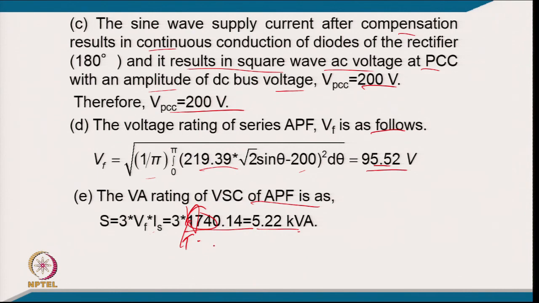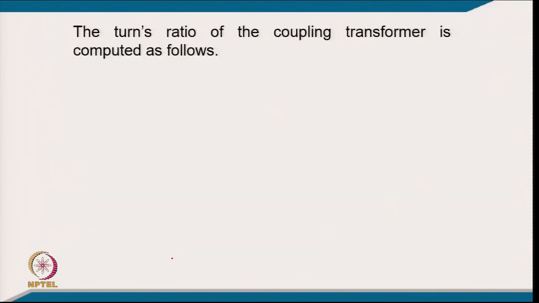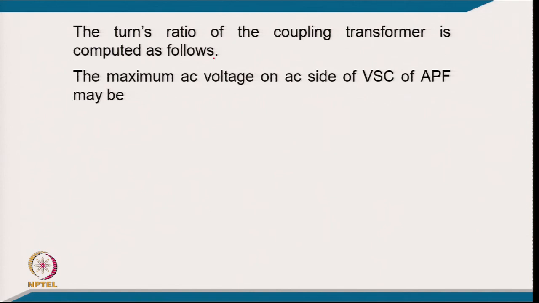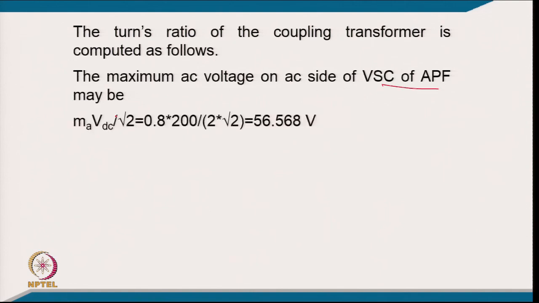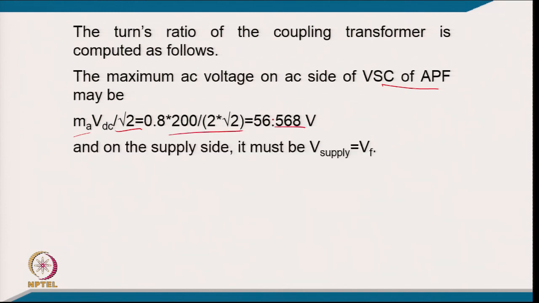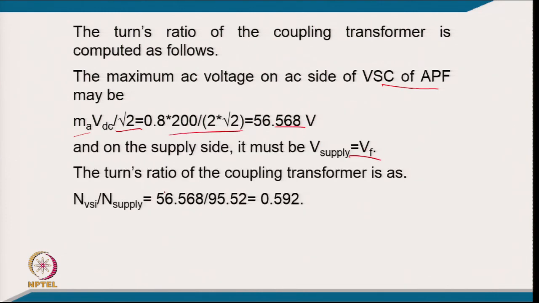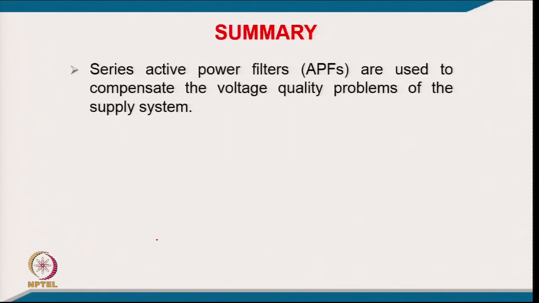So, this we have to keep as 95 point something, and then the current rating here. So, it comes to 5.22 kVA, and the turns ratio of the coupling transformer is computed from the maximum AC voltage of the APF, which the inverter can generate, and what we need VF on the supply side. So, the turns ratio from the inverter side and the supply side comes to 0.5292. Well, we would like to summarize now.